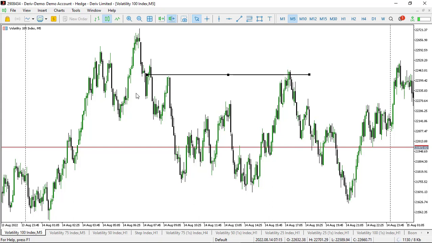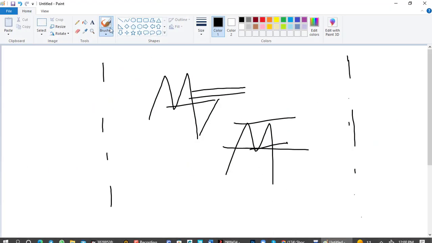So guys, today we're going to talk about volatility indices, how to trade volatility indices, and we are going to base our discussions on the V100 and the V75. Why? Because we are using the M5 and we want something that is very volatile so that we can be maximizing on the moves that happen. So we're going to start our discussion off on the whiteboard.